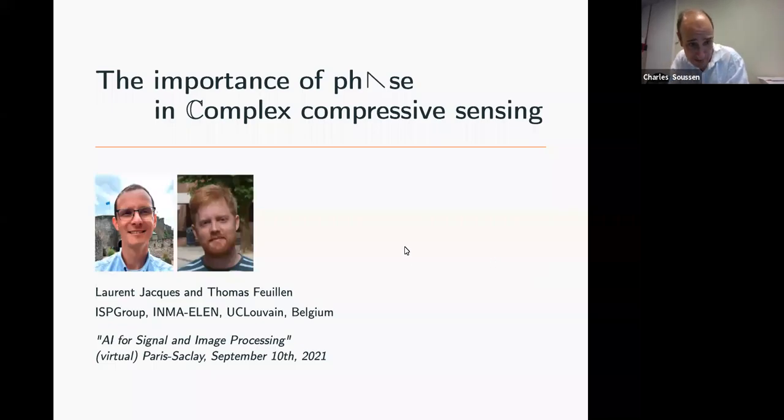Sparse signal recovery from phase of complex random measurements.